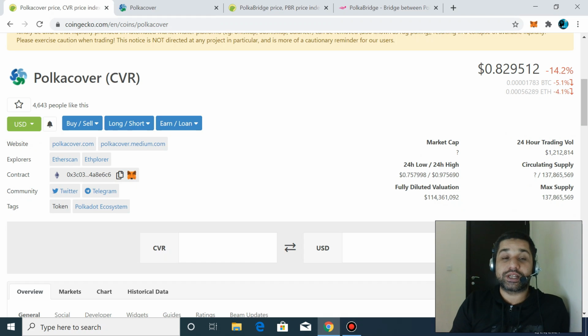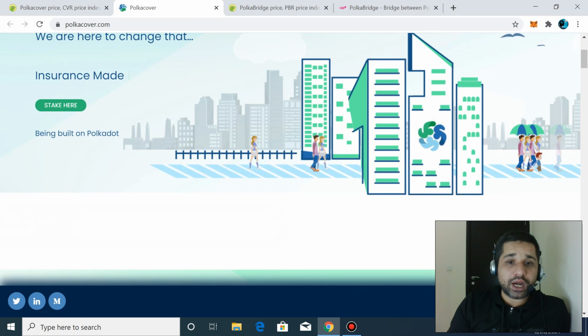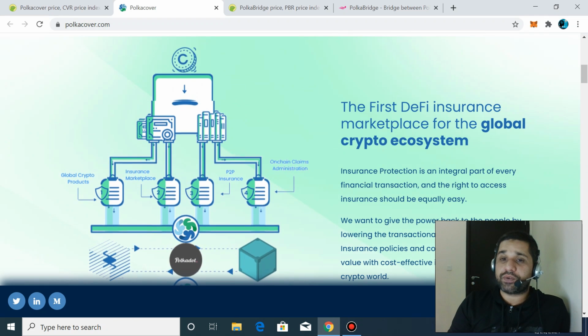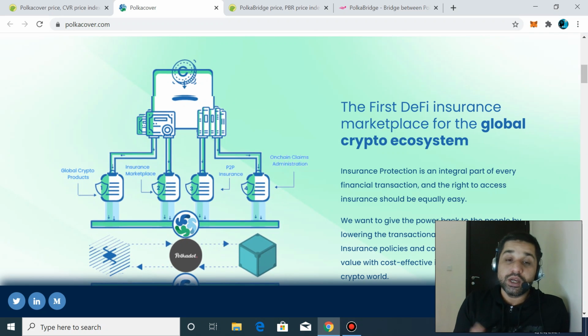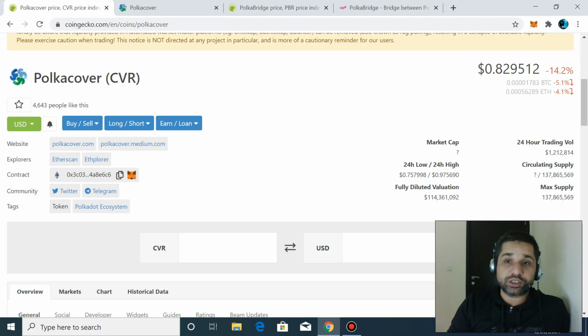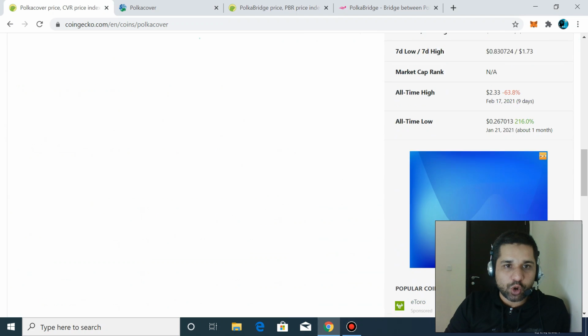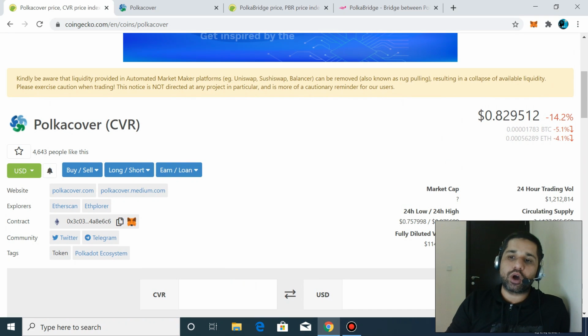Secondly, the second token in our list is CVR, Polka Cover. What is Polka Cover all about? Basically, Polka Cover is a unique thing, the first DeFi insurance marketplace for the global crypto ecosystem. That is the main usage of Polka Cover. Right now, the price of one token is $0.82, and this token is only available on the Uniswap exchange at this time. But as per my own idea, this token will reach a minimum of $5 or $6.